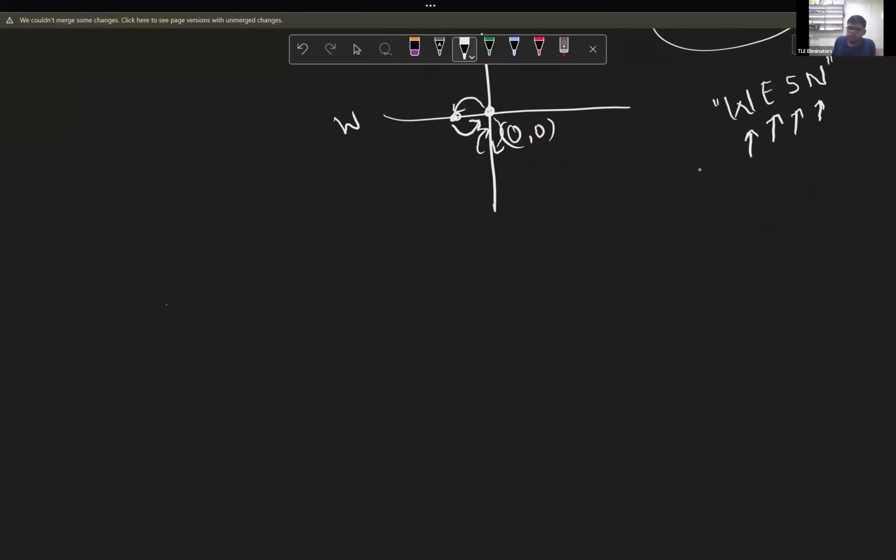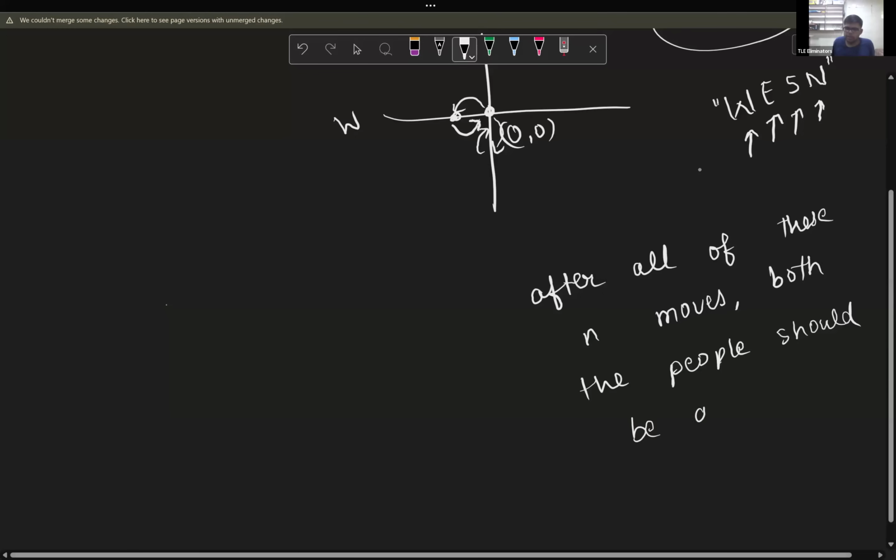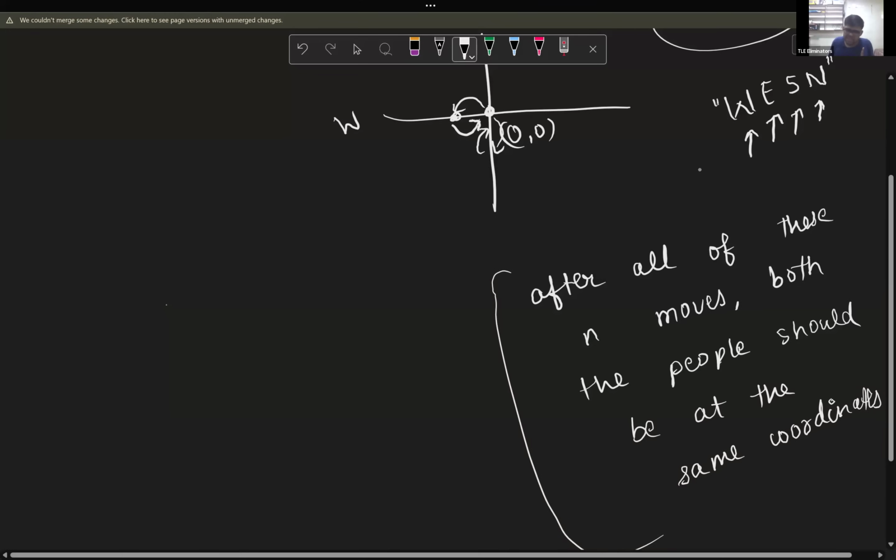And what you want is that after all of these n moves, both the people should be at the same coordinates. So this is the first condition.